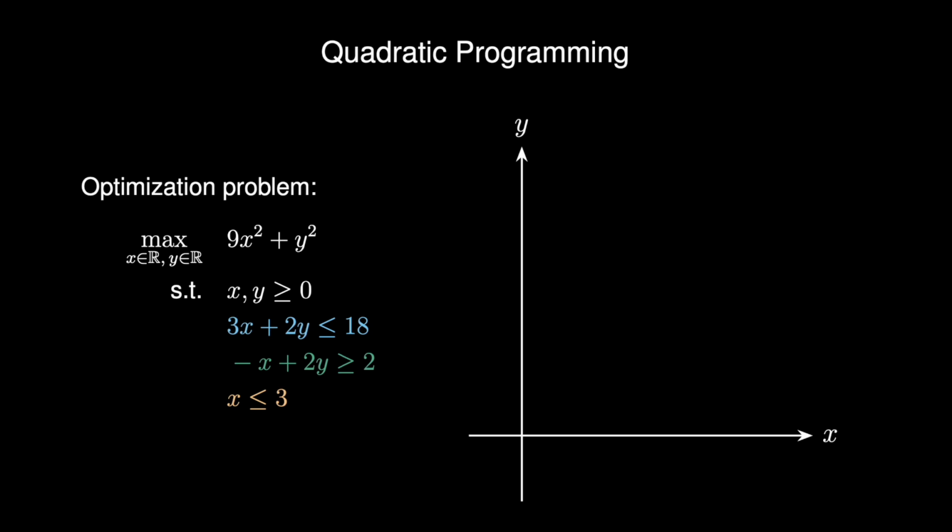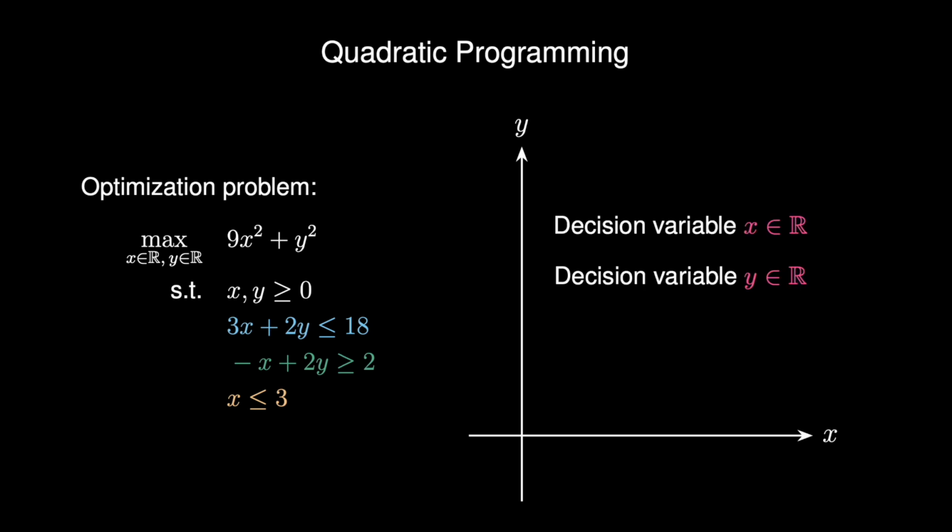Maximize 9x squared plus y squared, with x and y being real numbers, subject to linear constraints. In this case, x and y are decision variables. We can select any real numbers inside the feasible region. In a moment, we will see what happens as we change one of them to be an integer.